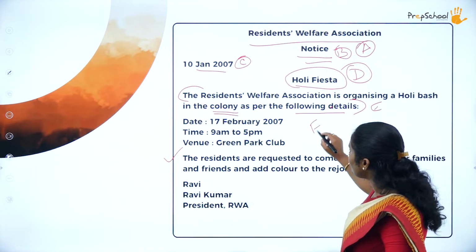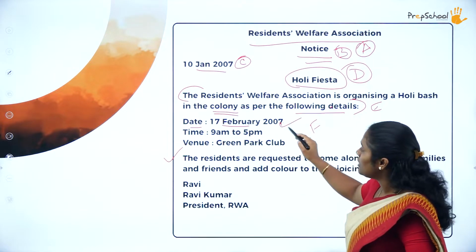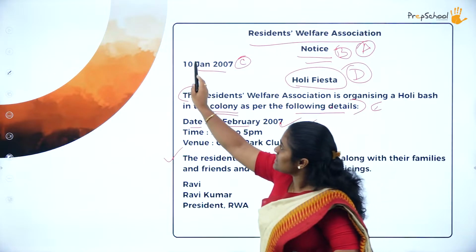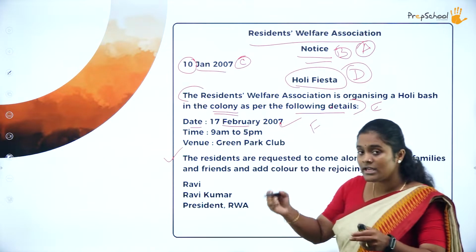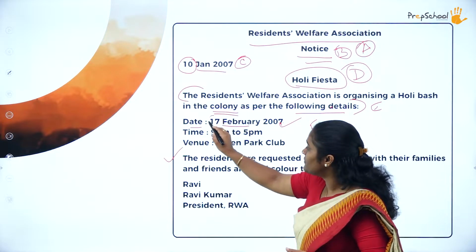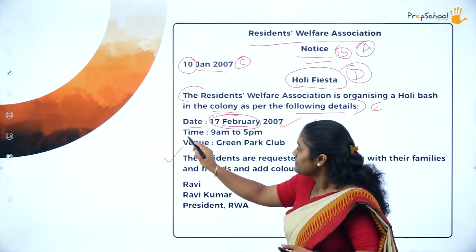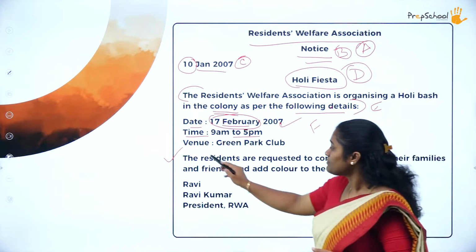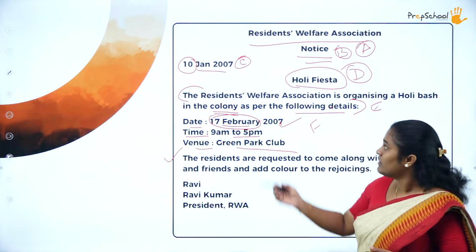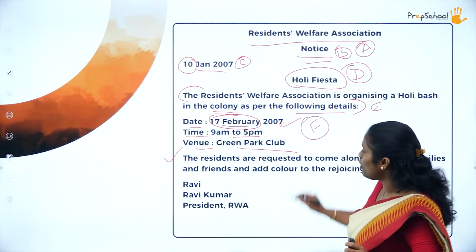Let's move on to F, which is date. Date is on February 17th, 2007. So see that 10 January is the date when the notice is being issued, and the event is on 17th February, much ahead. Then time, 9 a.m. to 5 p.m. Venue, Green Park Club. We got that from the question that was given to us. So F is also over.